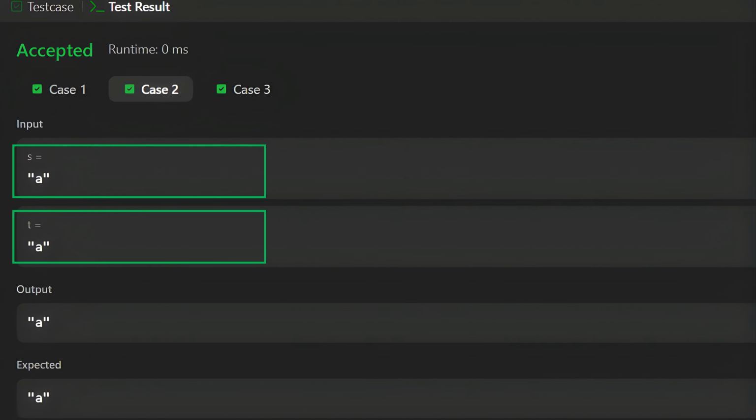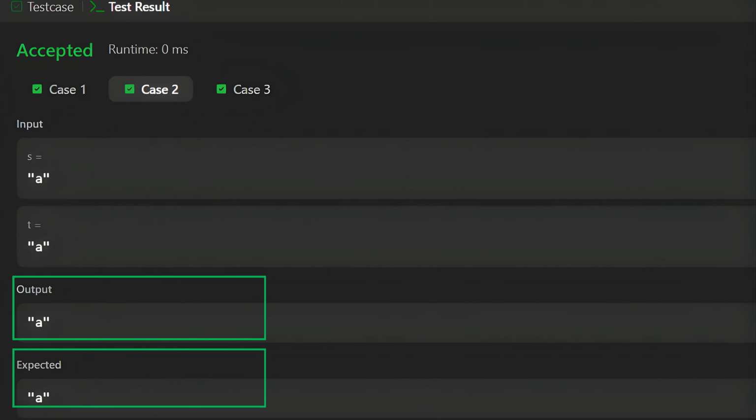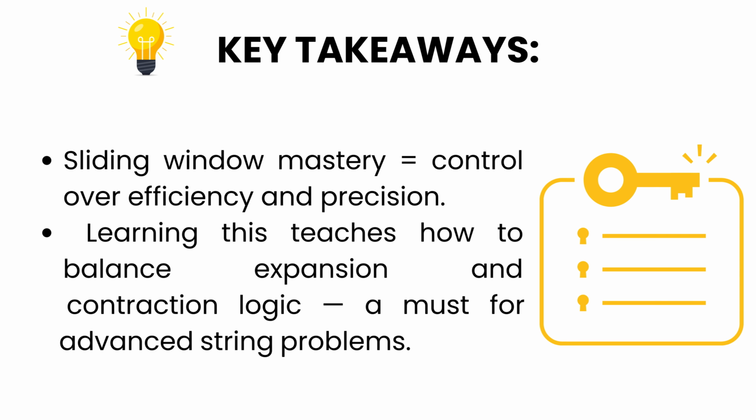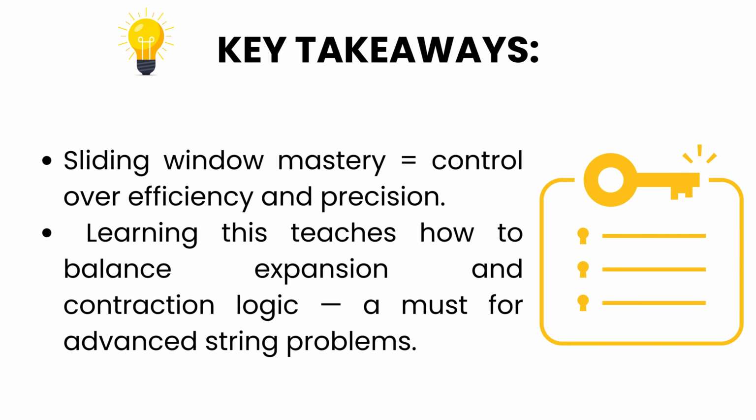And that's exactly what our program outputs. This confirms that our code is working correctly and passes the test case. So, our implementation is correct. The algorithm successfully verifies that both strings contain the same character and the same amount, efficient, accurate, and reliable. Sliding window mastery equals control over efficiency and precision. Learning this teaches how to balance expansion and contraction logic, a must for advanced string problems.